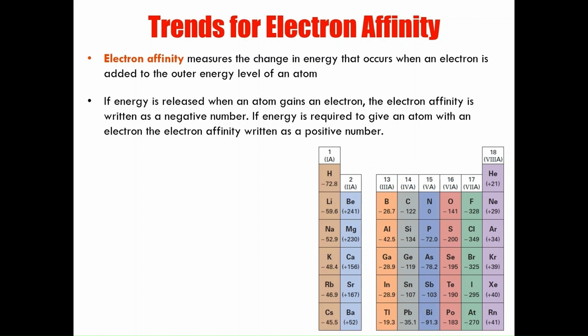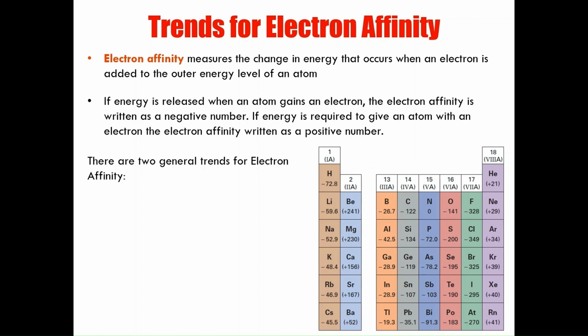The more negative the electron affinity value, the easier it is to add an electron to a particular atom, and the more stable it becomes as a result. The more positive the electron affinity value, the harder it is to add an electron to a particular atom, and the more unstable it becomes as a result.